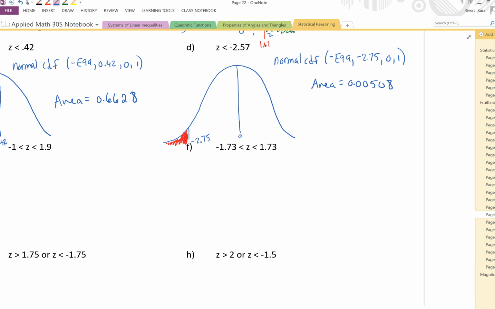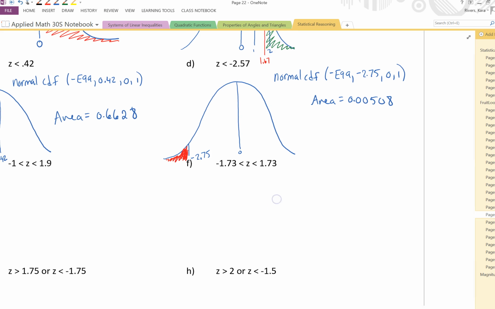Alright, so we're going from negative infinity to negative 2.75, and you can see that this is a very, very small area. Negative 3 would be even further, right? We know the area for negative 3 is 0.015. So this is just a little bit bigger than that. When you look at our normal CDF, that was 0.015% when we figure out the normal distribution where it goes from negative infinity to negative 3, right? That's that part of the curve. 0.0000015 would be the area.